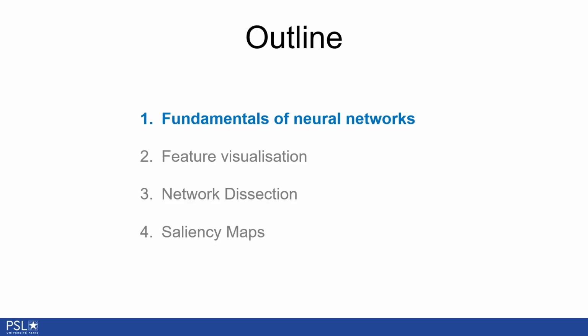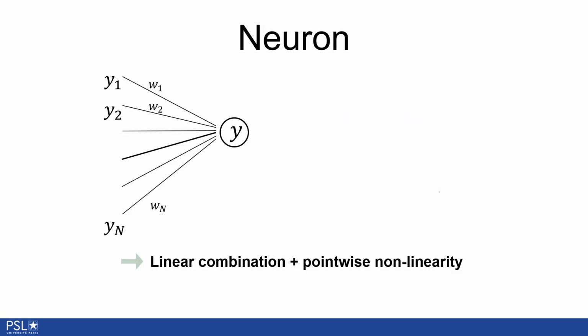But first, let's start with a short reminder of the fundamentals of deep learning and neural networks. This will be just a very short recap of the essential properties that we will need when discussing explanation methods for neural networks. This is not a course on deep learning. It assumes that you have seen neural networks elsewhere.